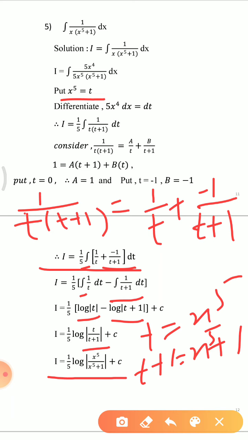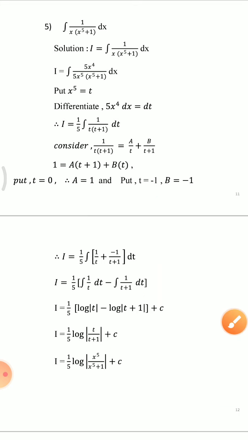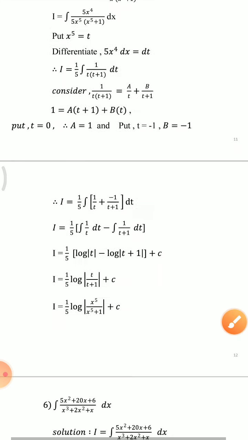This is how we solve the question: integral 1 upon x into (x raised to 5 plus 1) dx is equal to 1 by 5 log of mod of x raised to 5 upon (x raised to 5 plus 1) plus c. Let us see the next question, question number 6.